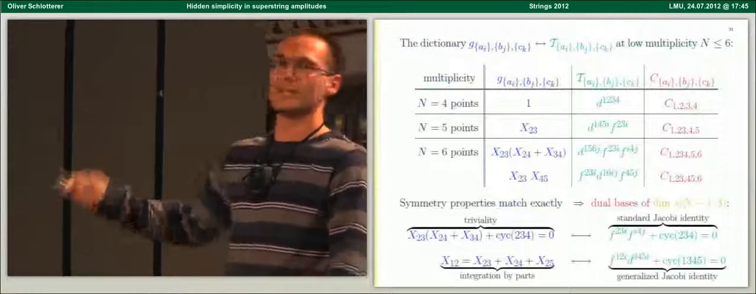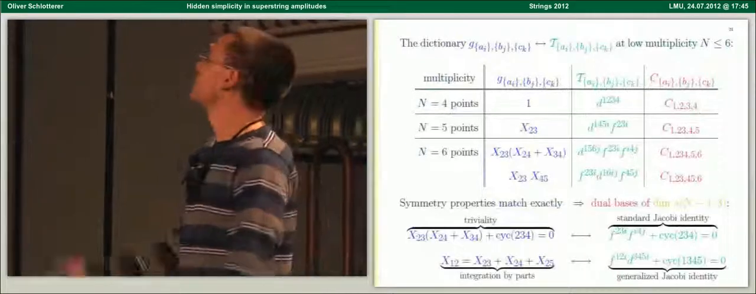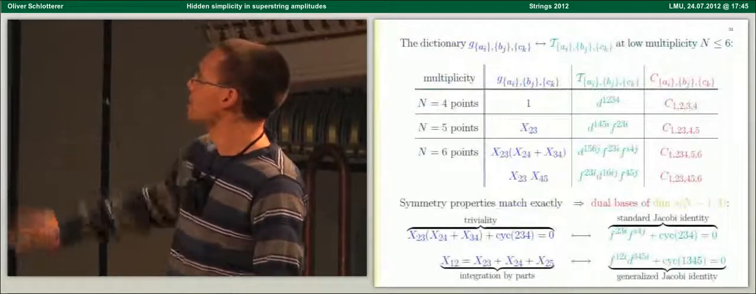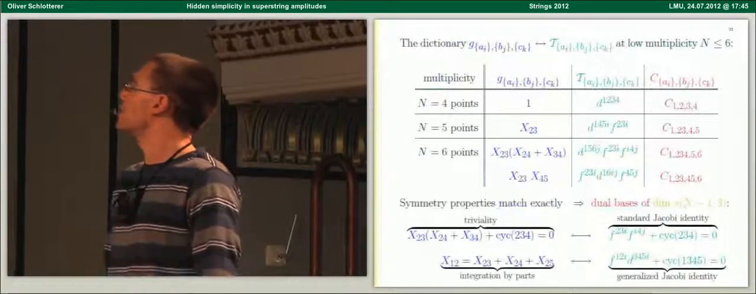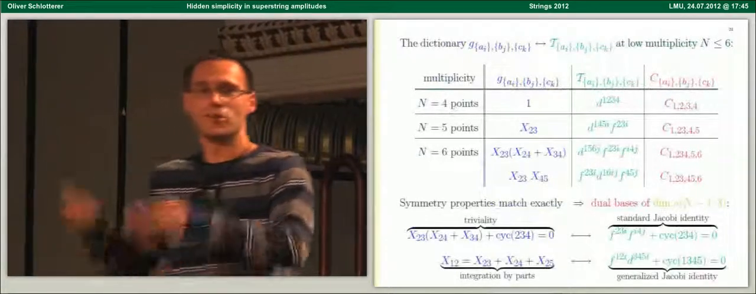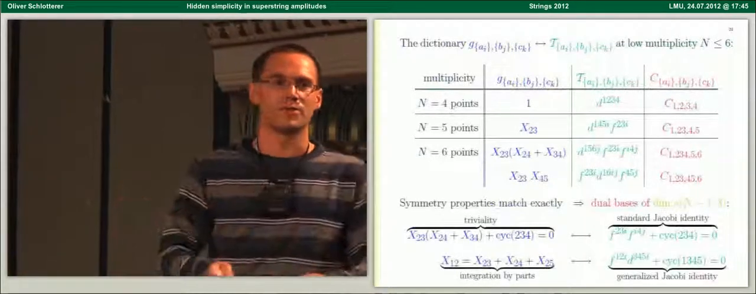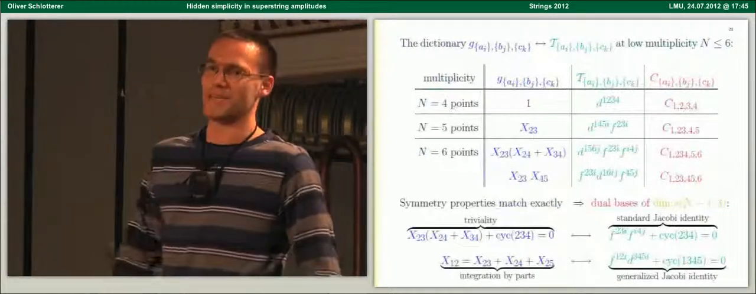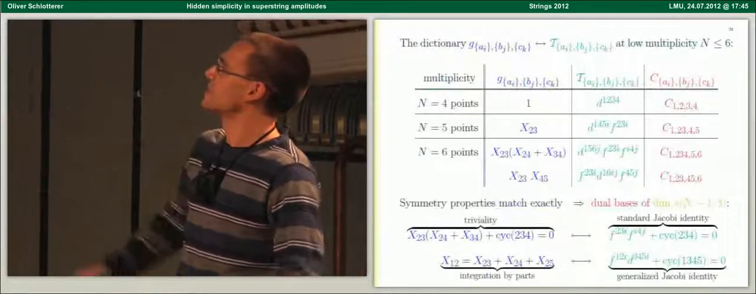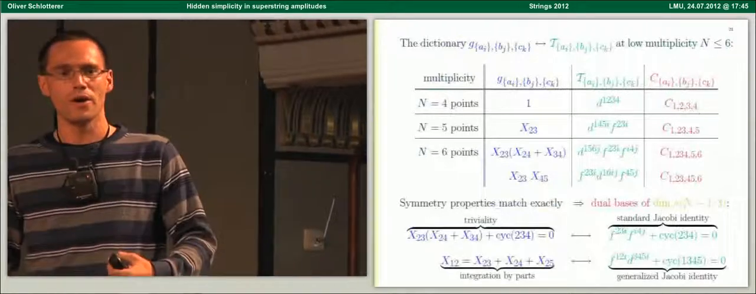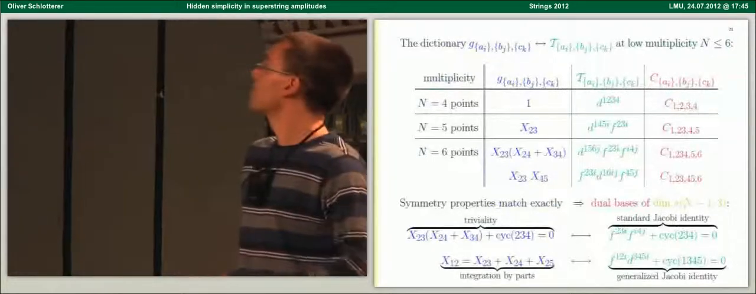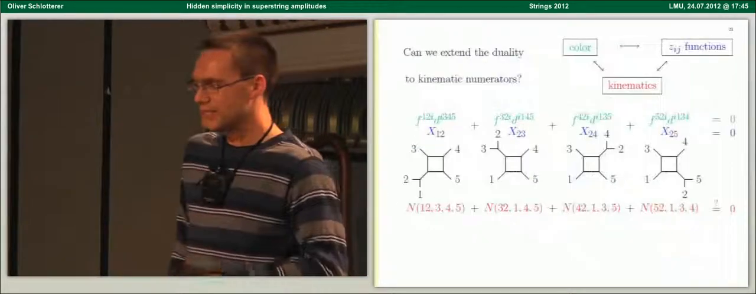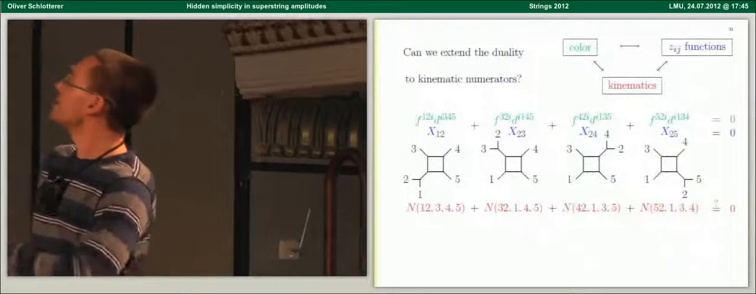For these color tensors with a symmetrized 4 trace, there's some kind of generalized Jacobi identity. So here, this is a 4-term identity where a cyclic sum equals 0. And now the dual identity of that on the side of the worldsheet functions, well, this is an integration by parts statement. You can recognize this as a total derivative with respect to C2, which integrates to 0. Now, these are some manifestations of a duality between color and worldsheet functions.